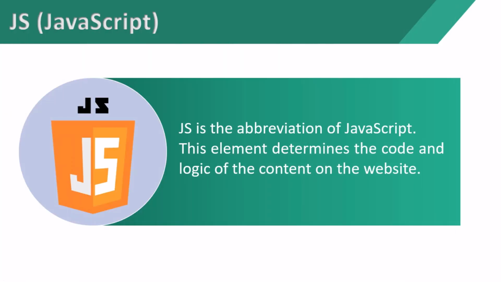What is JS? JavaScript. JS is the abbreviation of JavaScript. This element determines the code and logic of the content on the website.